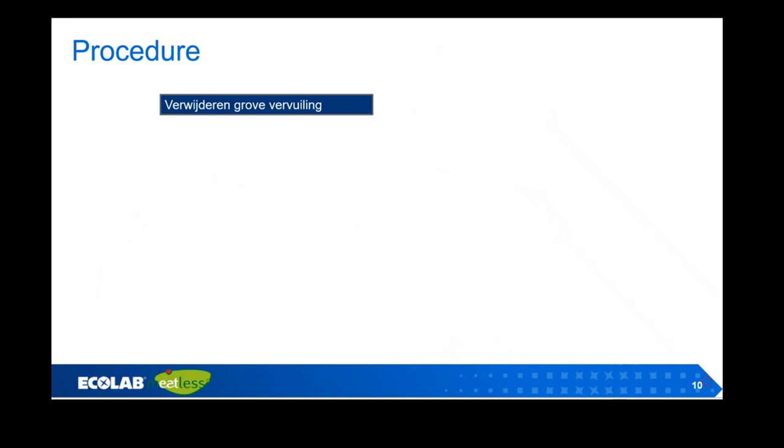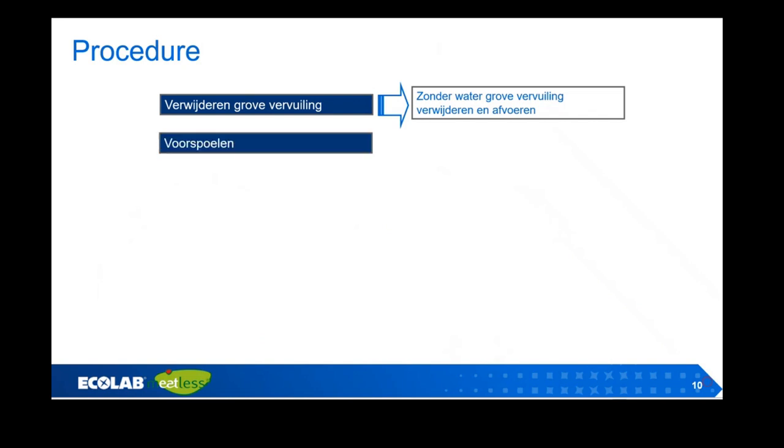Then the first step is to remove the large particles, and that is without water. So you just grab a shovel or a brush. So you don't have to use water for this step. The second step is to pre-rinse everything with water. The purpose of pre-rinsing is to remove all the loose soil.